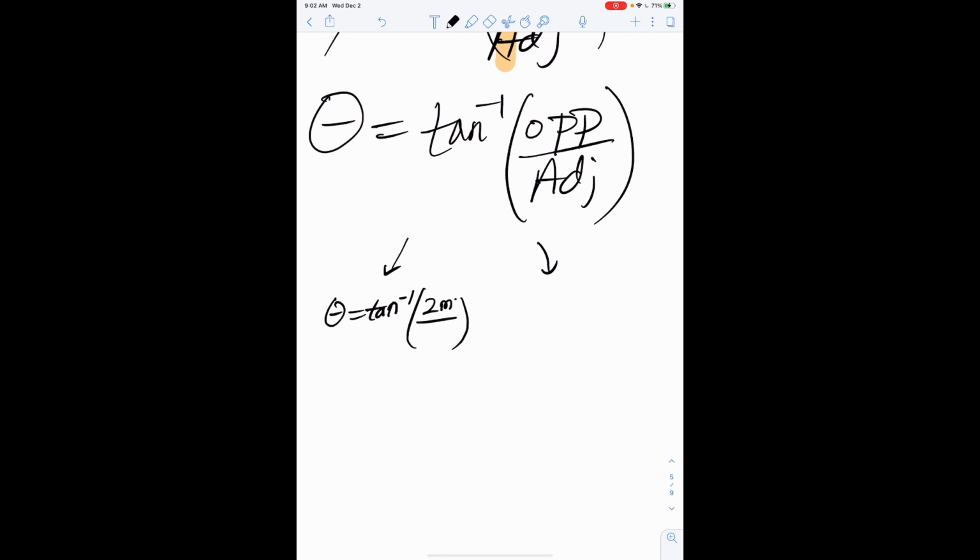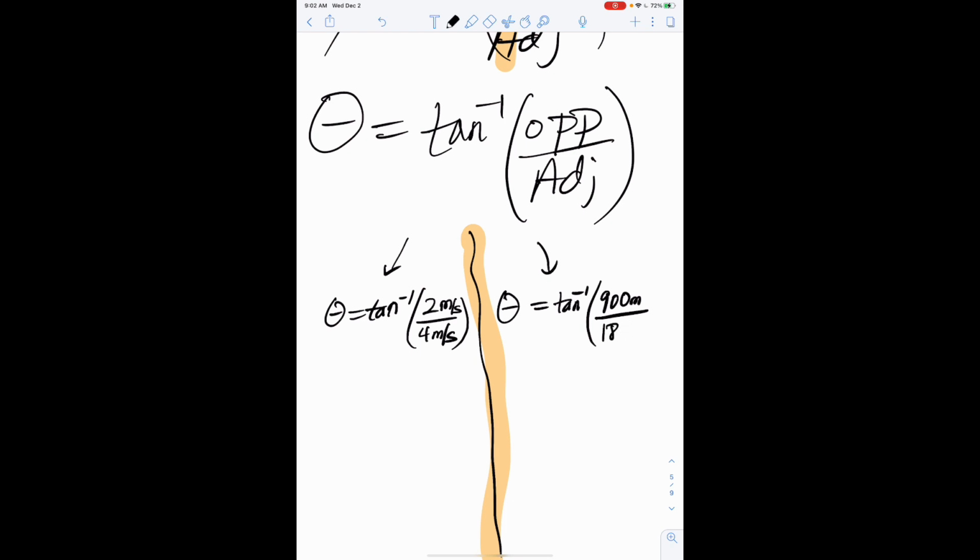Using the velocities. Or you could go this way, using the displacements. I think it was 900. Yeah. And check that out, right? What's 2 divided by 4? 0.5. What's 900 divided by 1800? 0.5. Units cancel.